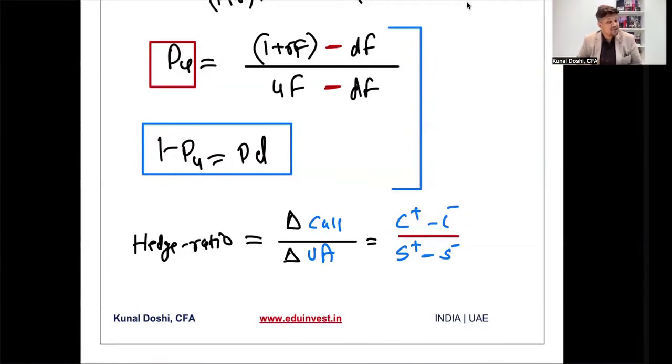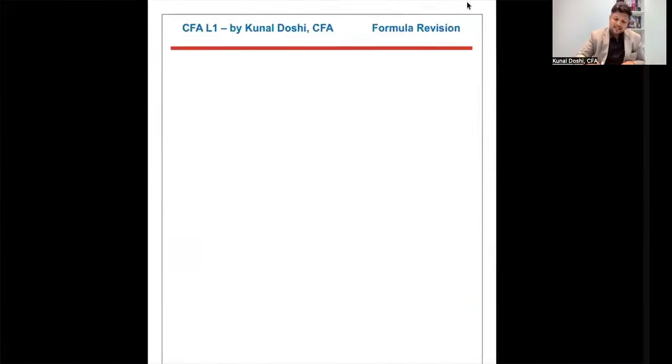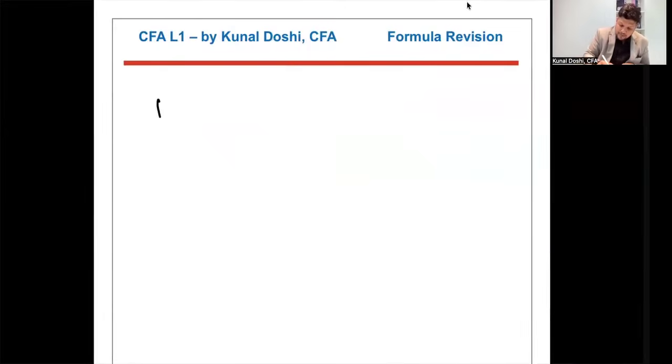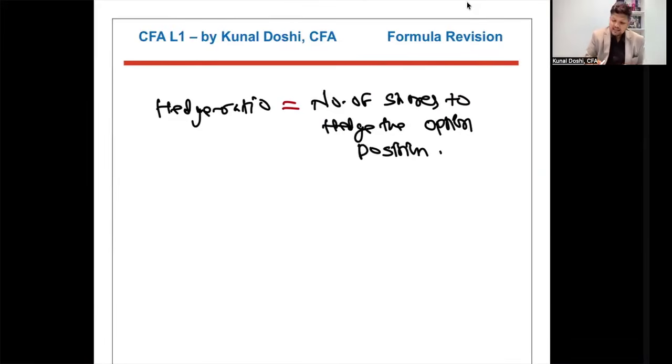Hedge ratio tells me the number of shares that I need to buy or sell to hedge against option. I'll repeat. What is hedge ratio? Hedge ratio gives me the number of underlying shares that we need to buy or sell to hedge the option position. Just for your reference, everyone, please understand this.